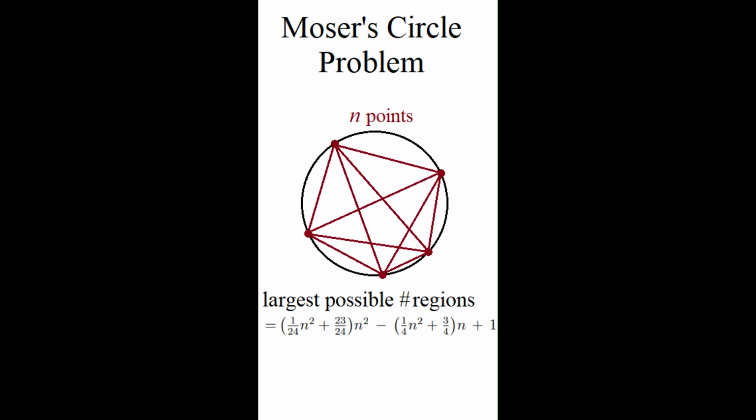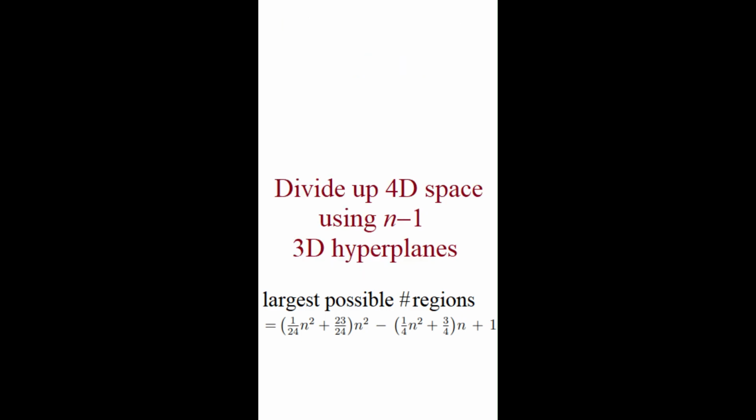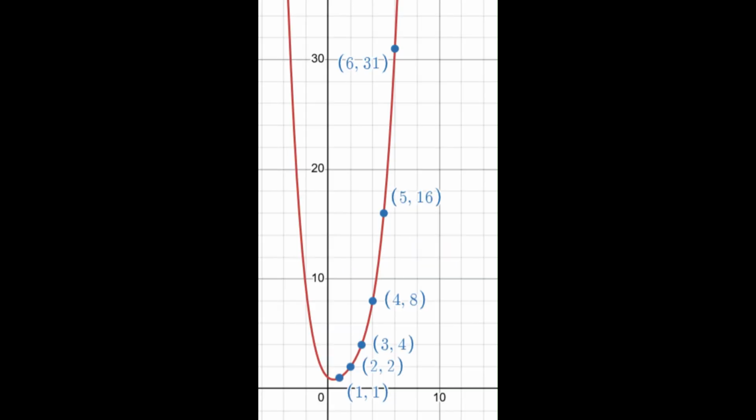By the way, it's the same as the answer to how many regions can I divide 4-dimensional space into using n-1 3-dimensional hyperplanes. It's the unique fourth-order polynomial sequence whose first 5 terms are 1, 2, 4, 8, and 16, and here's the graph of that polynomial.